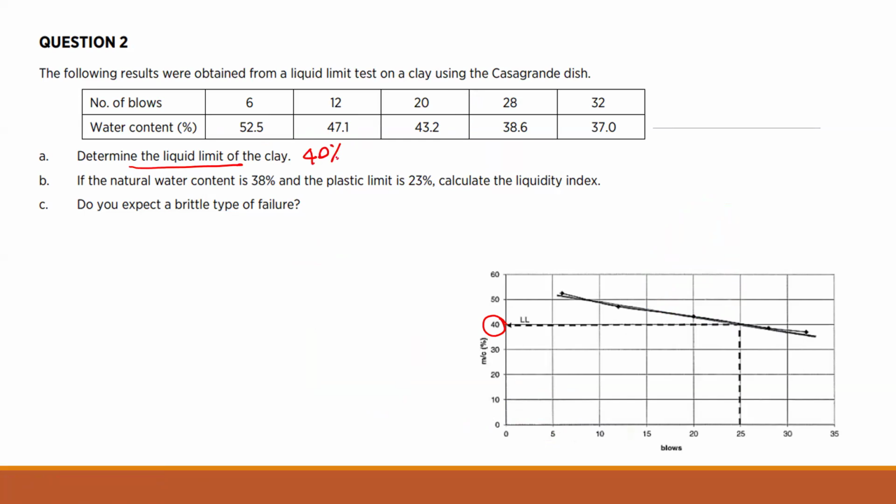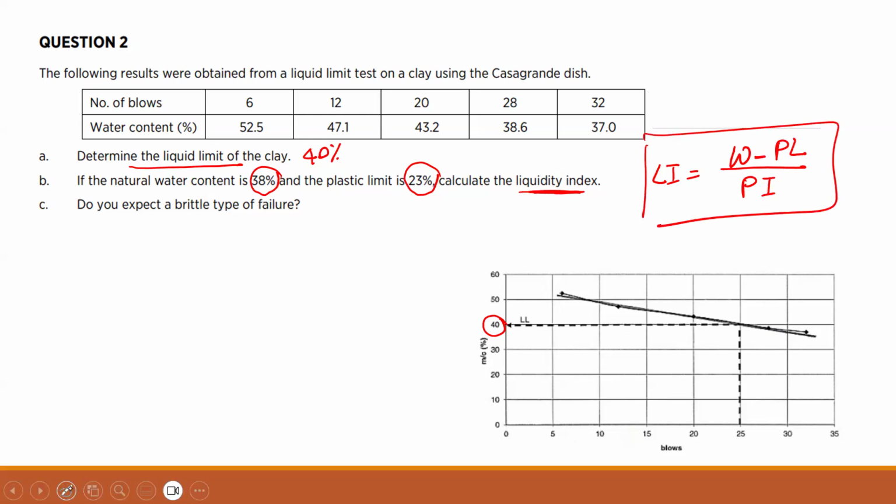Then they are asking, if the natural water content is 38% and the plastic limit is 23%, calculate the liquidity index. You have this equation for the liquidity index, so you can just substitute the numbers. Moisture content is 38, the plastic limit we found is 23.